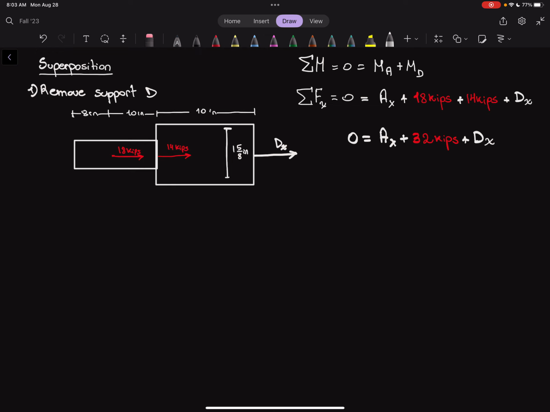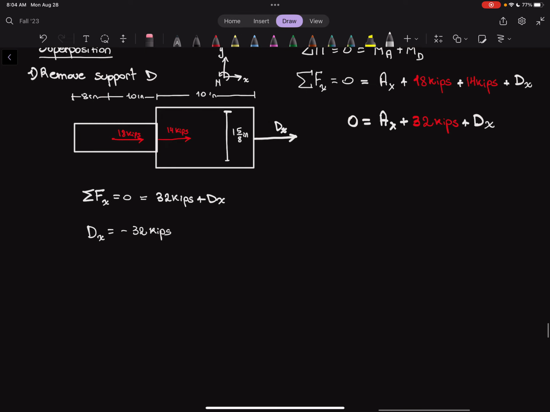And so what is that going to be? Well, the sum of the forces in the x direction has to be equal to 0. So that's going to be 18 plus 14 in the positive x direction, if we take our axis in the positive x direction, is going to be 32 kips plus DX equals 0. So we can say that our DX for this superposition, not the final answer, is negative 32 kilopounds. Okay, now that already got us somewhere, right?